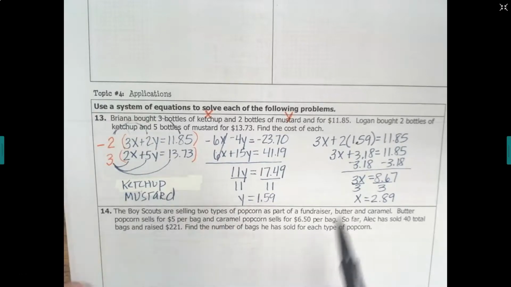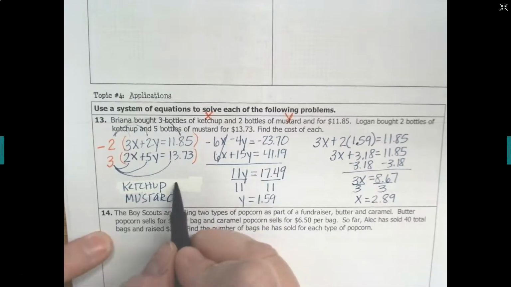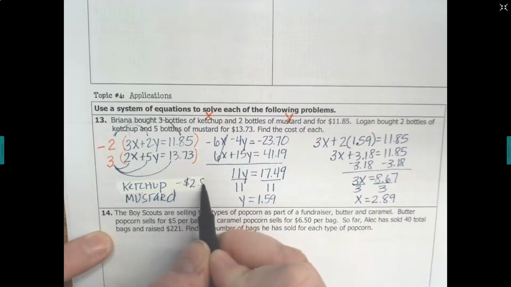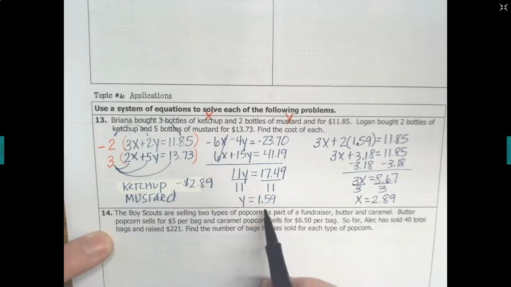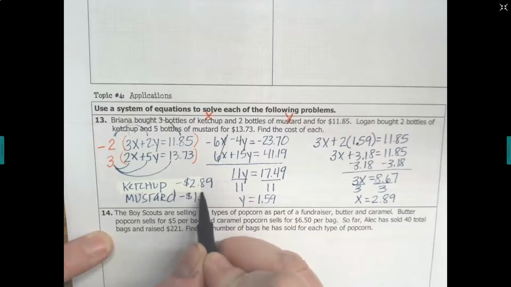Okay, so this is why you wanted to find your variables at the beginning. The ketchup was the x, so I got to look at the x. The ketchup costs $2.89, and the mustard was the y, so the mustard cost $1.59.